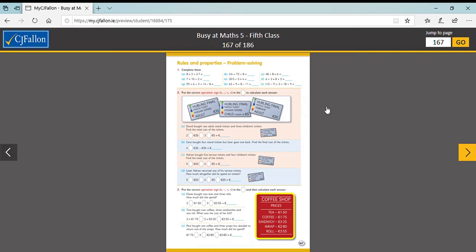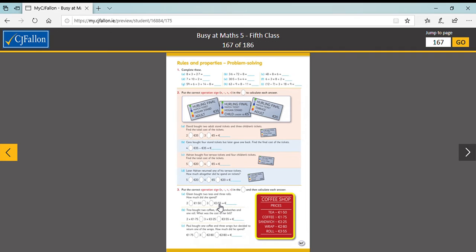Now, here we are doing a little bit of problem solving. So, this tells us what the prices cost. David bought 2 adult stand tickets and 3 children's tickets. Find the total cost. This is very similar to the sum on the first page. So 2 adults tickets, that's going to be multiplying, isn't it? 2 times 35. 3 children's tickets, that's going to be 3 times 5. Those have to be done before we add them together. So I'd suggest perhaps that you do brackets around the multiplying sums. They're done first, and then an addition sign in the middle.